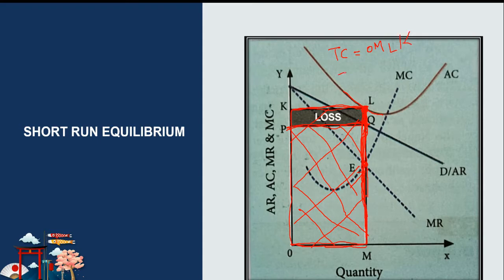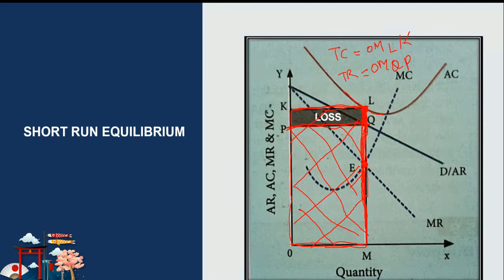What is my total revenue? Total revenue is OMQP. So you see clearly that total cost is greater than TR. So the firm here makes a loss.